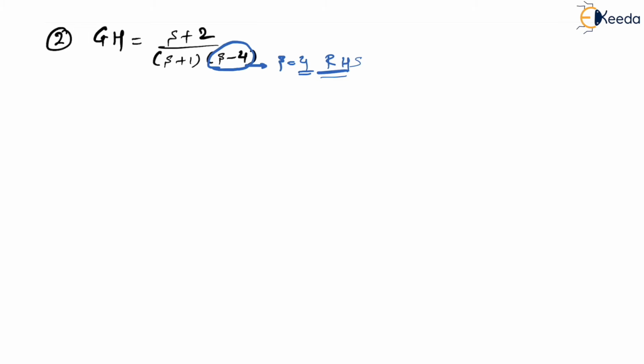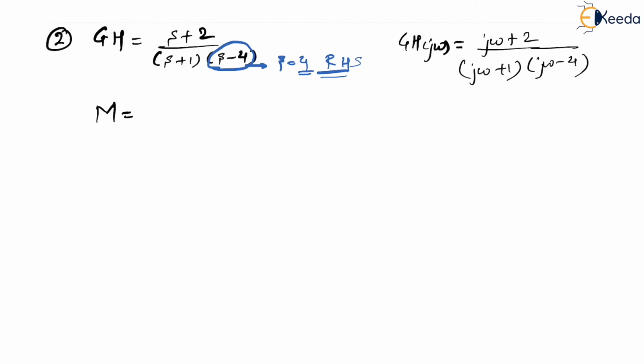So the first one is what? To find GH of j omega. So we know that GH of j omega is what? J omega plus 2 divided by j omega plus 1 into j omega minus 4. Is that correct? Yes. Now let me find the magnitude and phase.